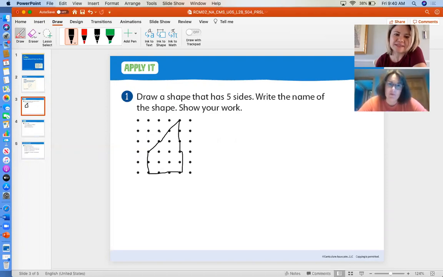Okay, let's see if I have 5 sides. 1, 2, 3, 4. It didn't work, did it, Mrs. Walker? So that did not work. I couldn't make diagonal lines. Nope. So on this one, we can't do the normal pentagon. So we just have to draw 5 sides instead. Okay, so let's try again.